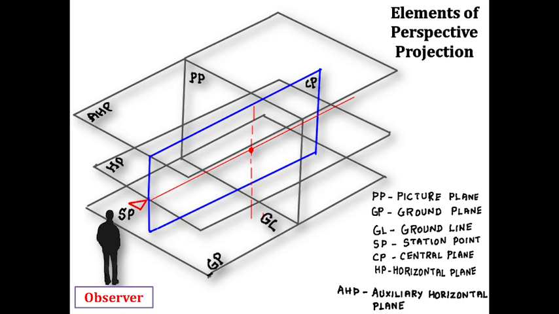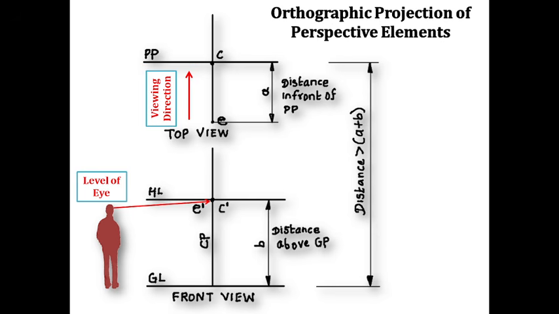It is an additional horizontal reference plane used during the construction of perspective projections, particularly in the visual ray method, to accurately transfer points from one view to another. Understanding these elements and their functions is essential because they form the basis of every perspective projection problem that we will solve. Next slide. Orthographic projection of perspective elements.